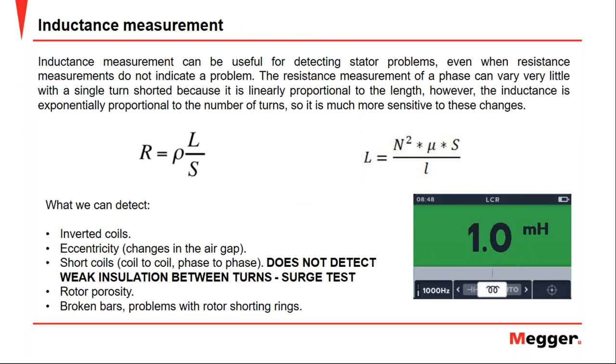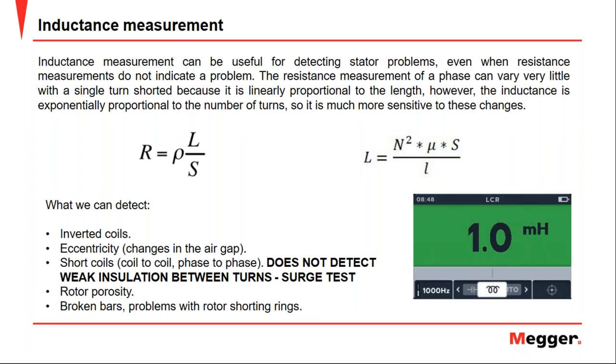What can inductance measurement tell us? This variable is very useful because, as you can see in its mathematical definition, the inductance depends on the square of the number of turns. Instead, the resistance is linearly proportional to the length. That is why any change in the structure of the winding insulation system will have a greater effect on inductance than resistance. Now, what can we detect with this test?